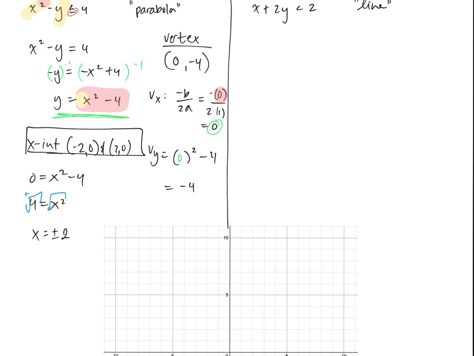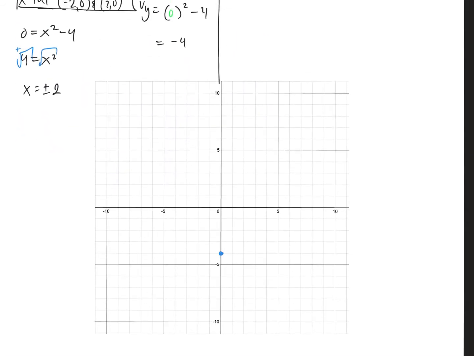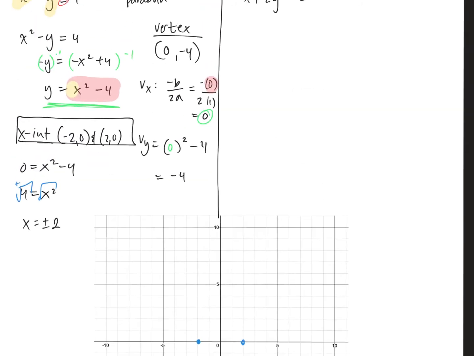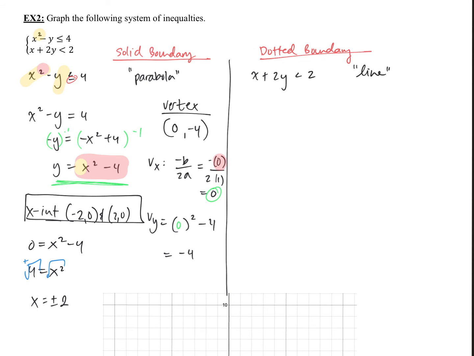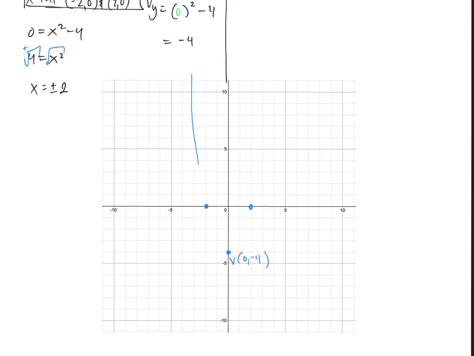My vertex is 0, negative 4, with a V, and then my intercepts are positive 2 and negative 2. And this opens upwards. And is it solid or dotted? It's going to be a solid boundary. So let's go ahead and whoop. Not the best, but it'll do with my arrowheads.